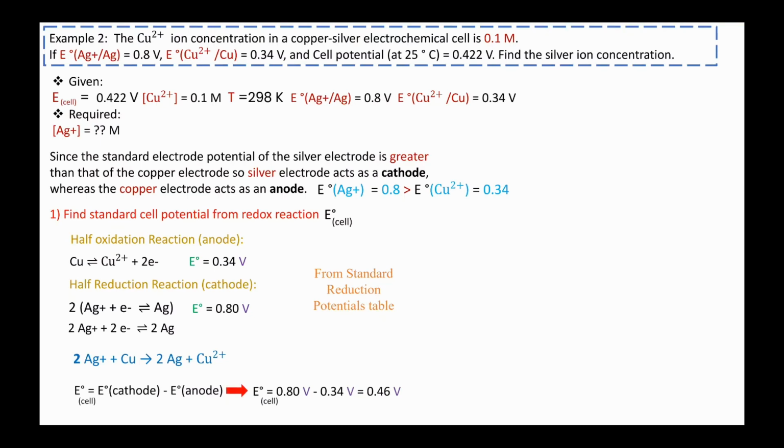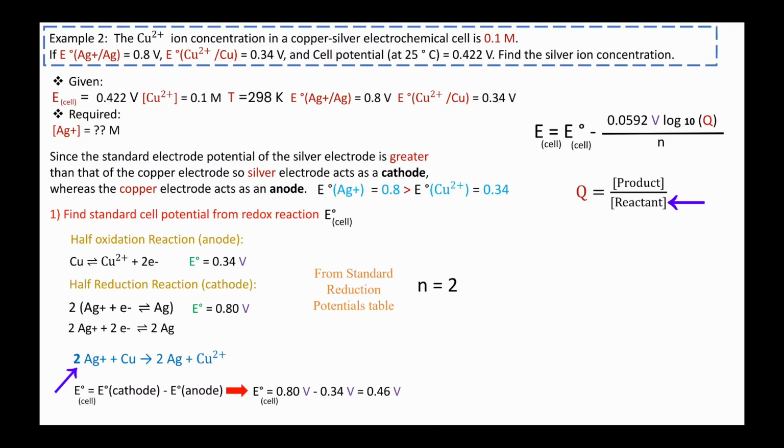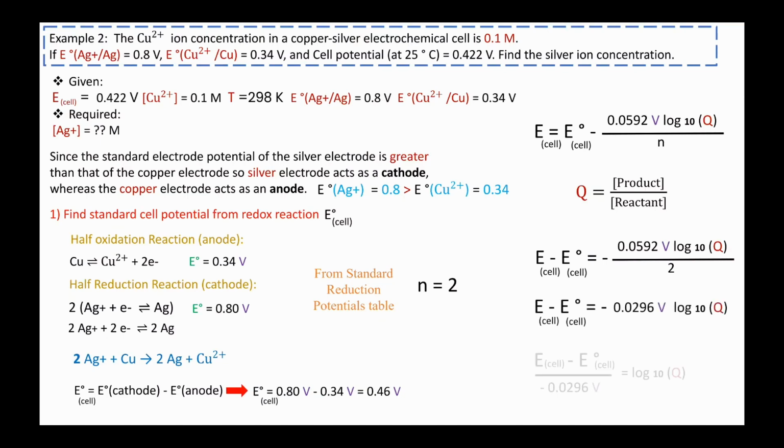So E naught cell will be 0.46 volt and n is equal to 2. From the Nernst equation, we can now find Q, because we have the concentration for both product and reactant. But here we want to find the concentration for silver, which is located in the reactant, as we can see from this redox reaction. So we do a small rearrangement in the Nernst equation by moving E naught cell to the left side, and we divide by 0.0592 over 2. So this will be the Nernst equation to find log Q.